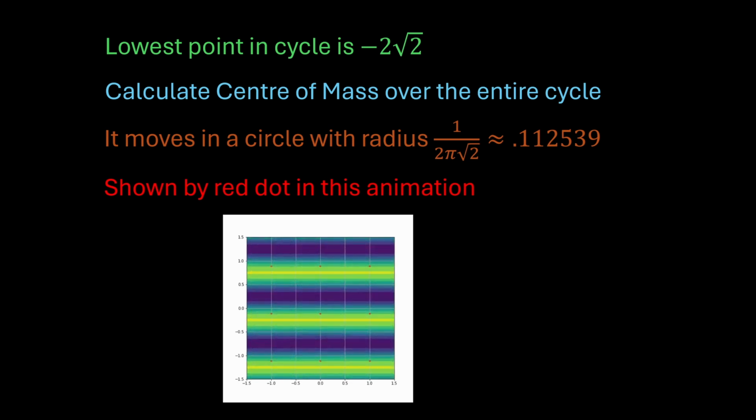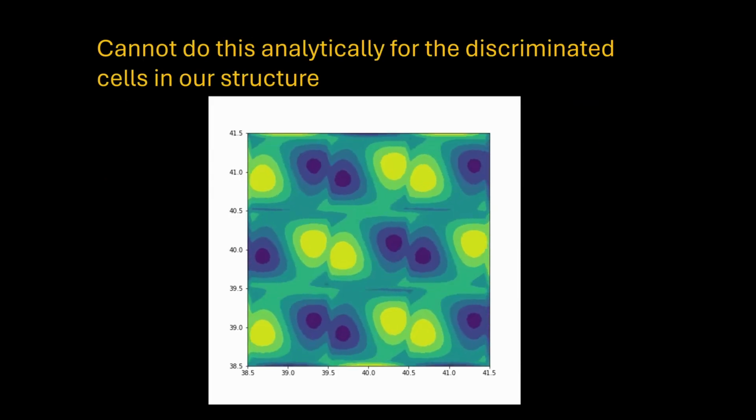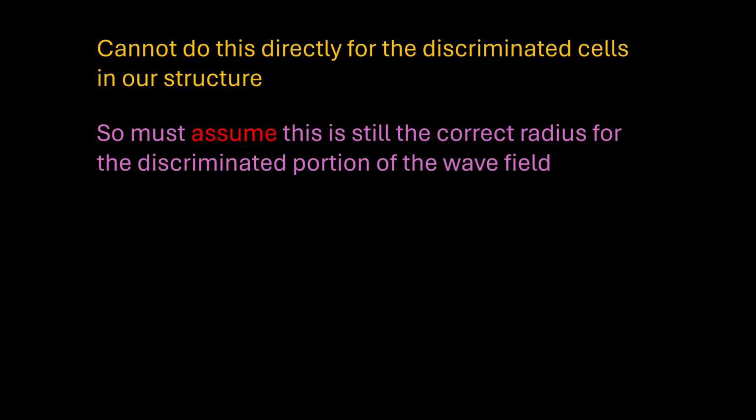Now, we cannot do the same thing analytically for our discovered structures, but we can assume that the radius of the centre of mass will be the same for any FR. If we do this, we can move forward with the details.